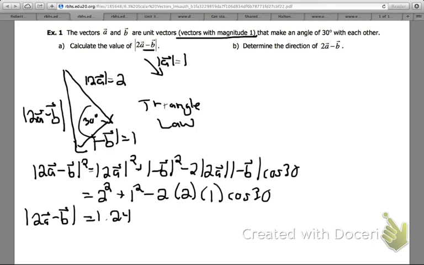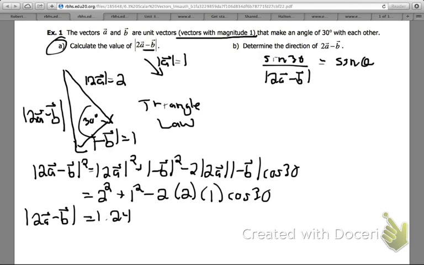Alright, and the next part we want to determine the direction of 2a minus b. So that's the angle. When we're trying to find a direction, we're trying to find an angle measurement, and therefore we are going to use our sine law. So when you're finding your magnitude, you're going to use your cosine law like in part A. And when you want to find the direction, so you want to find your angle, we're going to use the sine law. So we have sine 30 over the magnitude of 2a minus b is equal to sine theta.